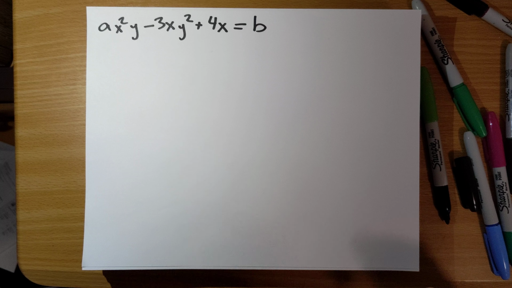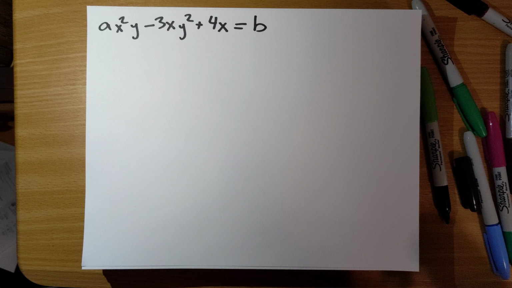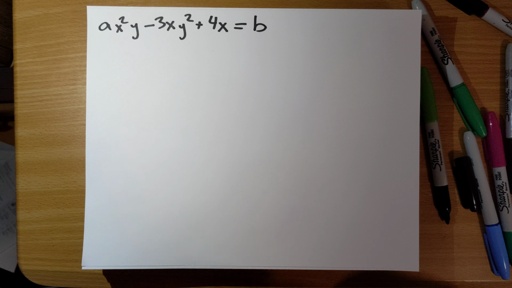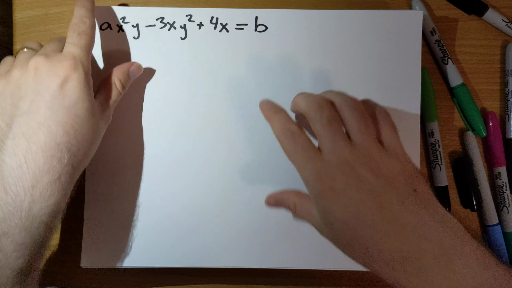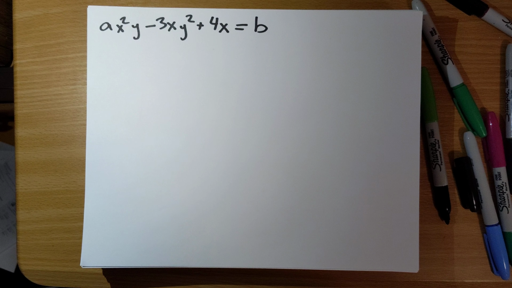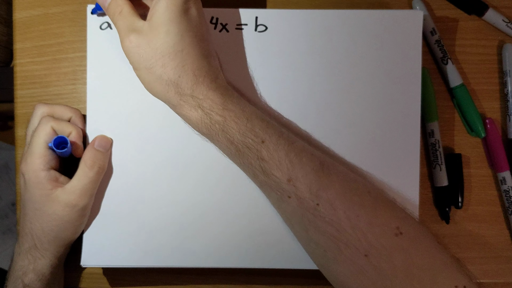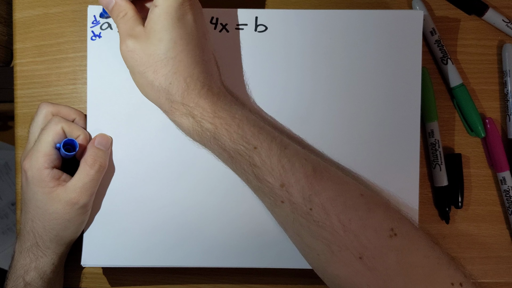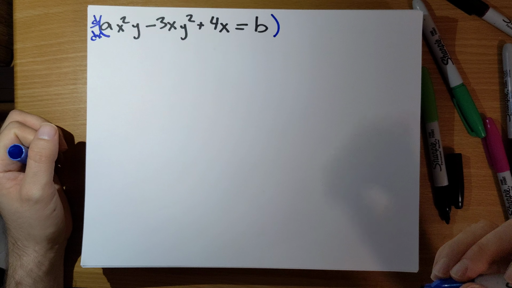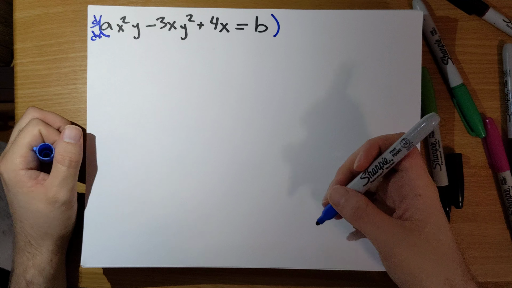Problem number 15, we've got this curve. The first job here is to figure out dy/dx. Again, let me just point out, we have an a and a b. Those are unknown constants. Okay, implicit differentiation. We need to take the derivative of both sides here with respect to x.